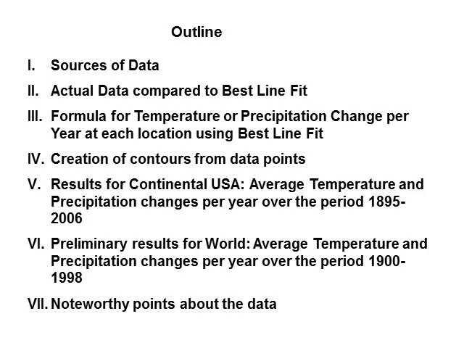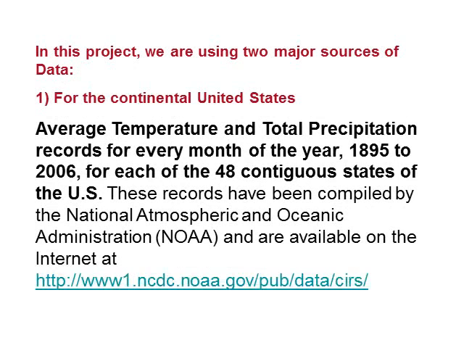This is an outline of what we'll be going through in this presentation: where the data came from, how we used it to make a statistical line of best fit, the way we used the line of best fit to plot temperature or precipitation changes on our data points, and then we'll give you some results of the continental United States and also for the world, and then we'll make some points about this data.